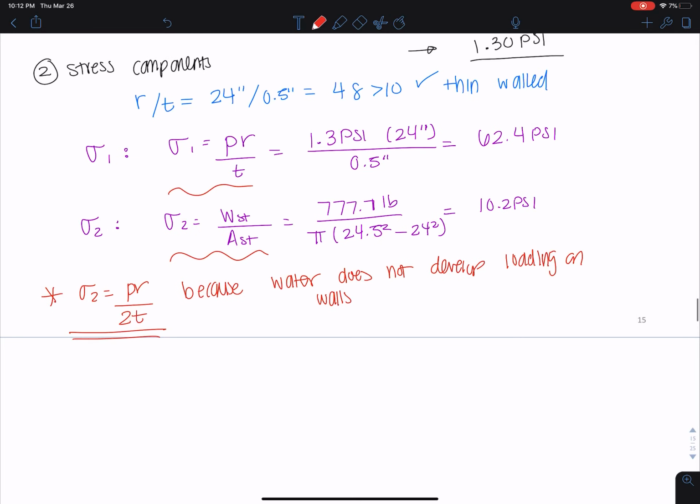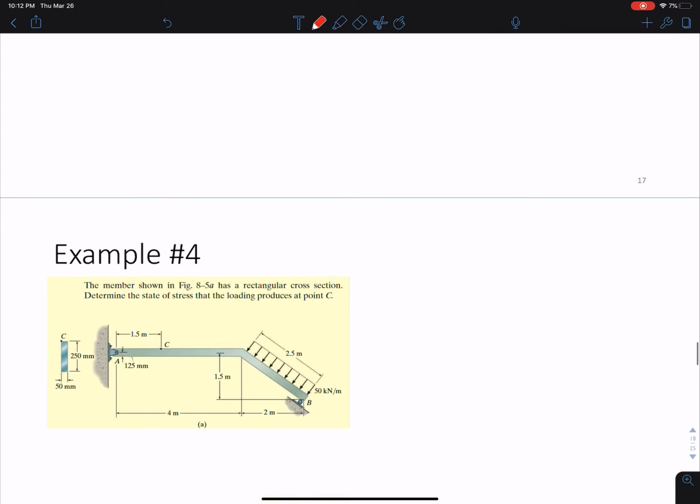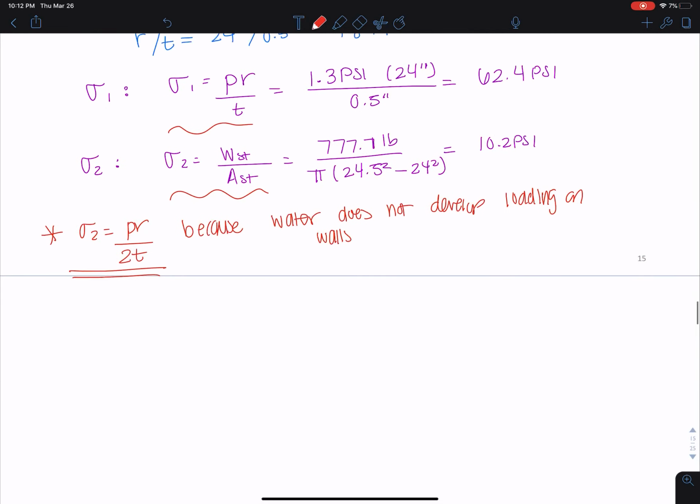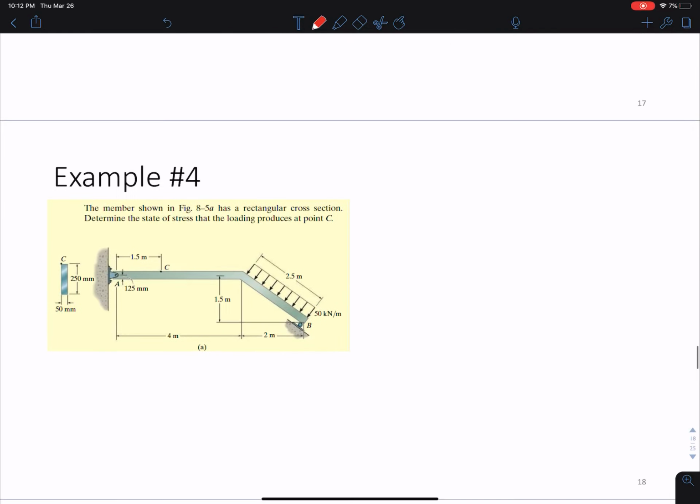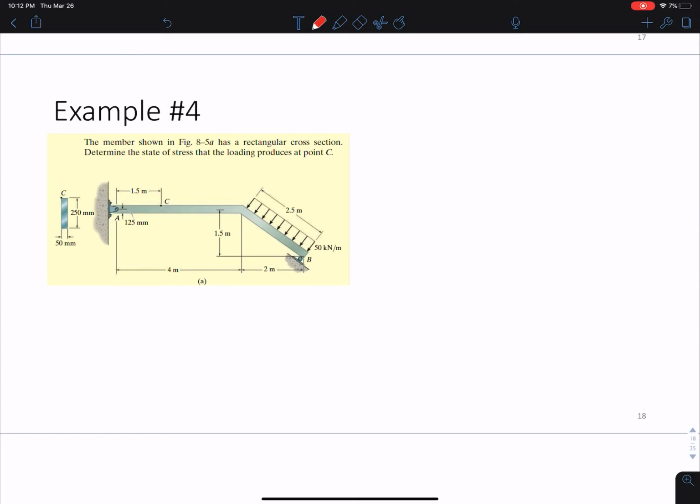Okay. And then point A is basically subject to this biaxial stress. I didn't put a picture, but that's the solution that we're looking for, the sigma 1 and sigma 2. Okay. So we're going to do another example. This topic is basically all just a bunch of examples because we're just applying some stuff you already know. So bear with me.